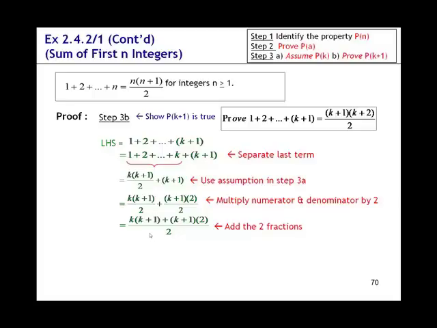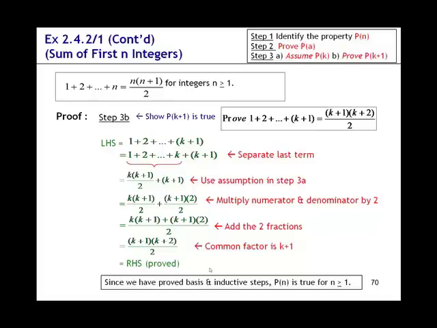We can take it out. We take out the common factor (k + 1). What is left from the first term is k, and what is left from the second term is 2. So you have (k + 2), and the whole thing is divided by 2. This is the same as our right hand side here, so it equals the right hand side. So you have proven that P(k + 1) is true. Finally, we end off with a conclusion. Since we have proven the basis step and the inductive step, P(n) is true for n ≥ 1.